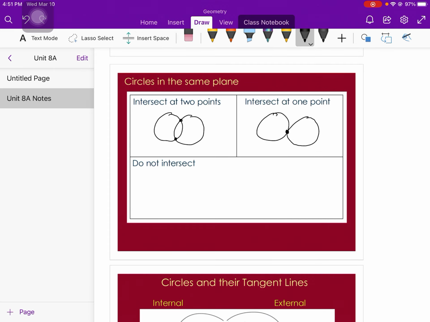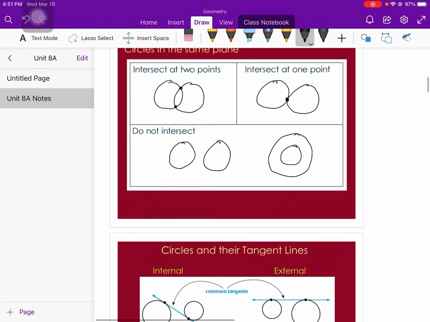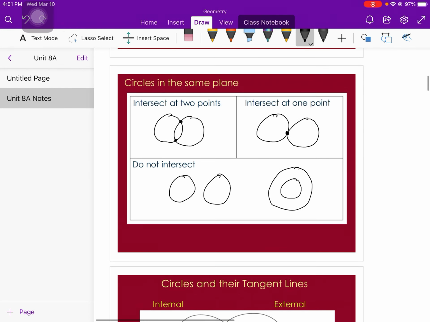And then we can also have circles that don't intersect, but there's two different ways for this. So they could just be not touching at all, side by side, or we can have a circle within a circle. This is called concentric circles. Concentric circles have the same center. That's what concentric means.